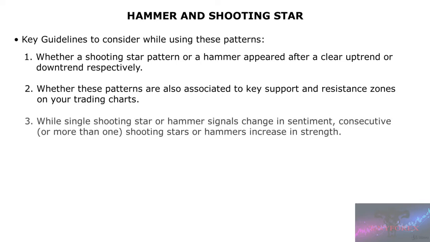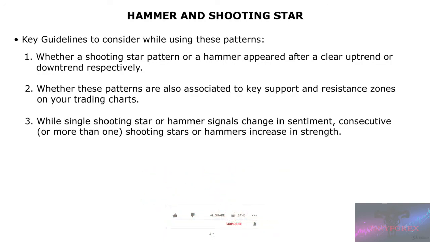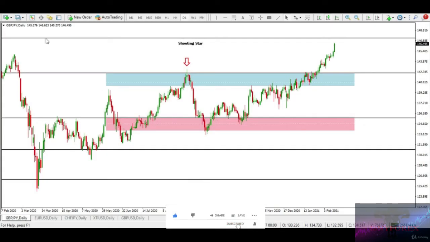While one shooting star after a clear uptrend signals the bearish sentiment, if you see 2 or 3 consecutive shooting stars, then this is adding even more bearish sentiment in the market. Exactly the same guidelines apply for consecutive hammer patterns. Now let us study what we've learned in this lecture through examples. Guys, the first example is of the pound and Japanese yen forex pair and we are looking at a shooting star formation.